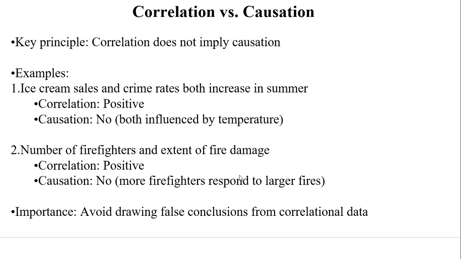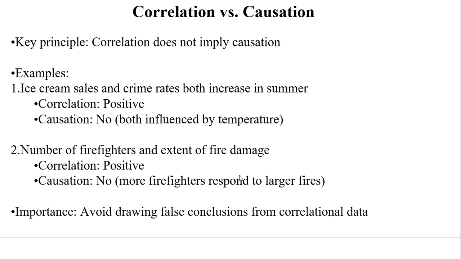Now look at the second example. The number of firefighters and extent of fire damages. When you find the correlation, you find it to be positive. But causation, no. You can't say because of the number of firefighters we have, that's why the fire damage is so big, is massive. No. Because that's what causation is all about. That's what causation is saying.